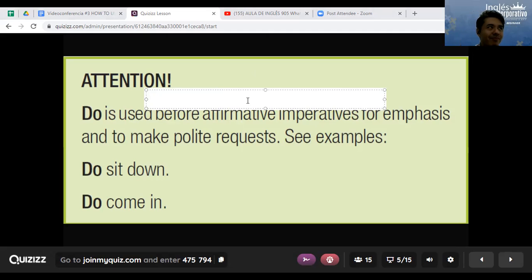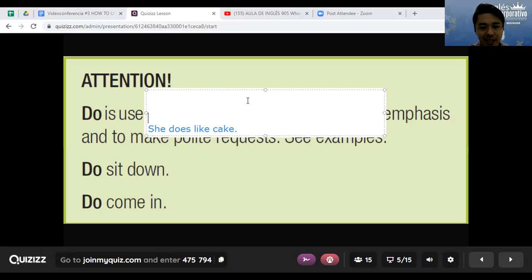Y esto es algo que tal vez no mucho se ve, al menos no cuando empezamos a aprender inglés, pero lo pueden llegar a escuchar más adelante, que es, por ejemplo, si yo digo, "she does like cake". La oración tradicional en inglés diría, she likes cake. Right? A ella le gusta el pastel. I add the S because I'm talking about the third person singular.